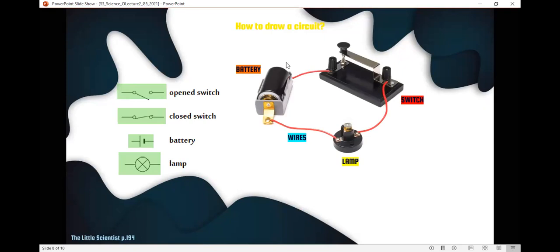First, there is a battery. So that's what I do. I draw a battery. This is a battery. You can actually draw it upside down as you want. Then next to the battery, I should draw a lamp. Wires. And we have a switch. The switch is closed.